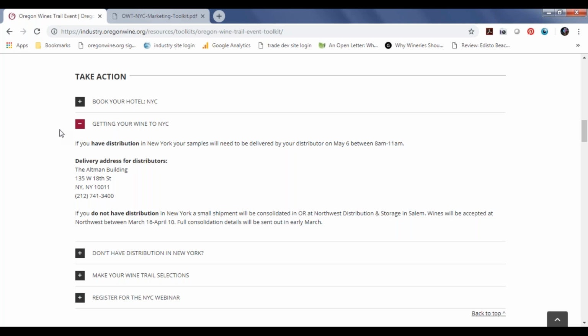However, there are some exceptions. If you don't have a wine in the market and you'd like to pour it, you're welcome to transport it yourself. New York does not require a transportation license if you're moving less than 10 cases, for example, which of course you would be if you were bringing 1 or 2 wines to pour.